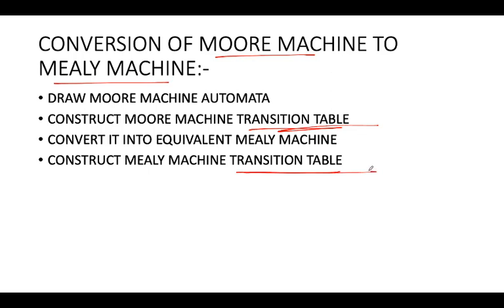Let's go through one simple example. On taking input as 0, go to the B state, produce the output as small b. It is a basic and simple example, friends.